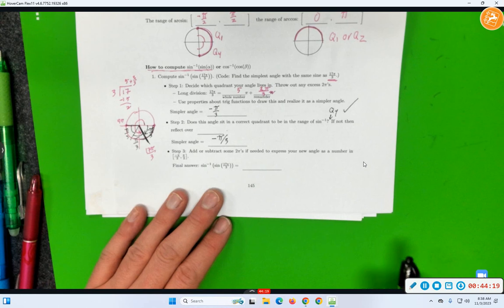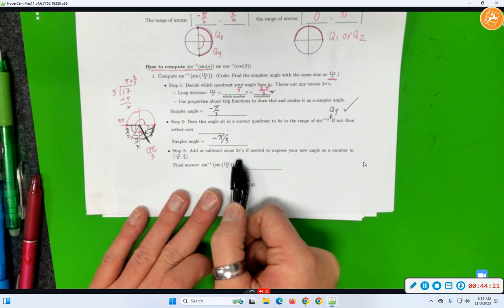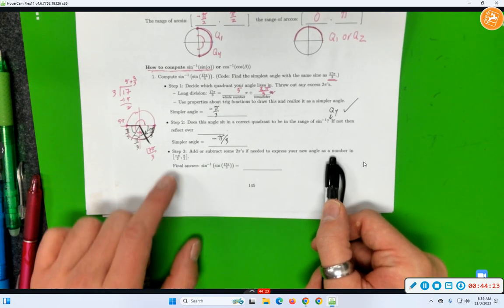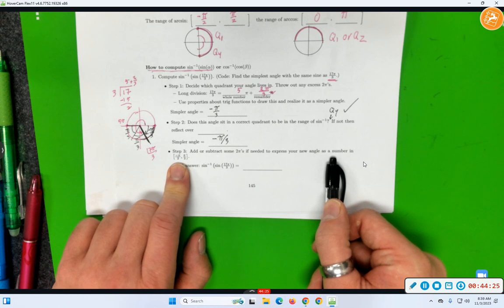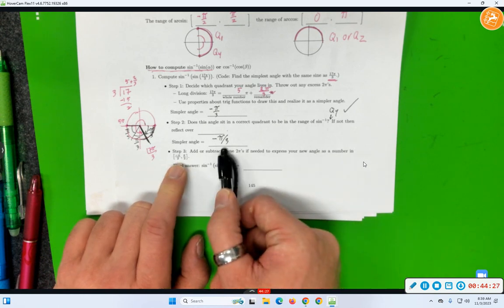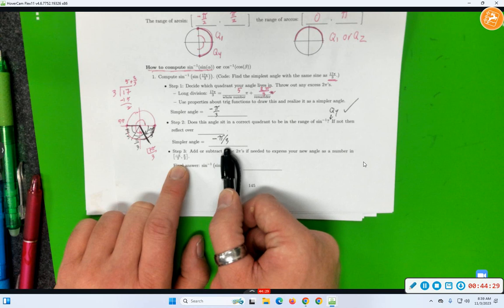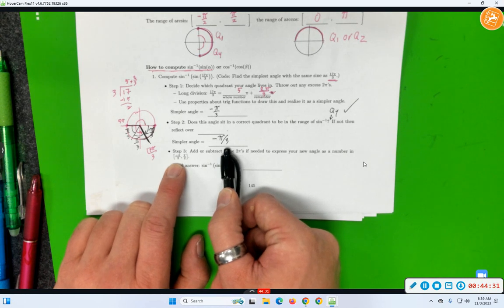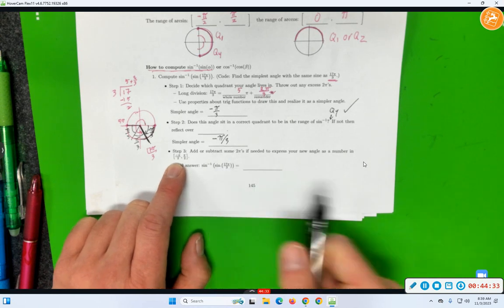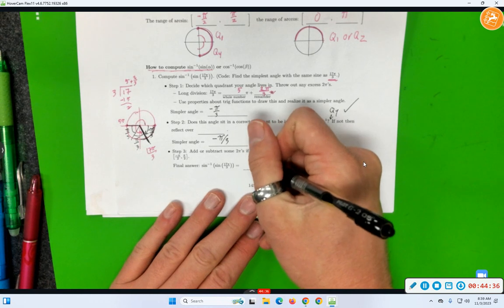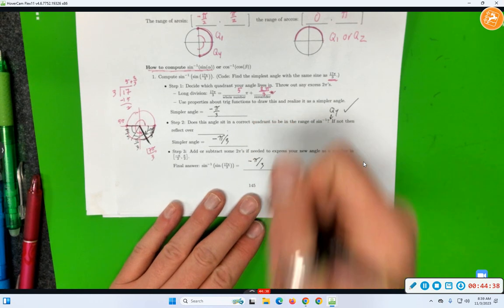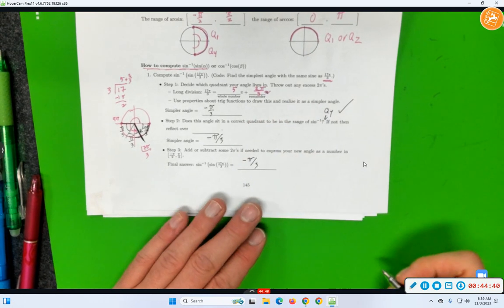Let's see if we're still happy. Let's add or subtract some 2 pi's if needed to get this angle to live between negative pi over 2 and pi over 2. Oh, negative pi over 3 is between those two things. Right? Dividing something by 3 is less than dividing it by 2. So it's in that range. So the inverse sine of the sine of 17 pi over 3 is negative pi over 3.